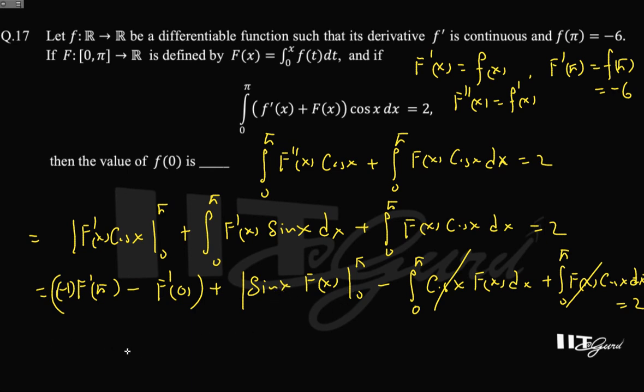So finally, let us simplify. This will be the result: f dash of pi, and f dash of pi was minus 6, so minus of minus is plus 6 over here, minus f dash 0. The entire bracketed term is going to be 0, and this is equal to 2, only 2 will be left over here. So finally, transposing, we get f dash of 0 equal to 6 minus 2, that is 4. So f dash of 0 you have to find is 4.